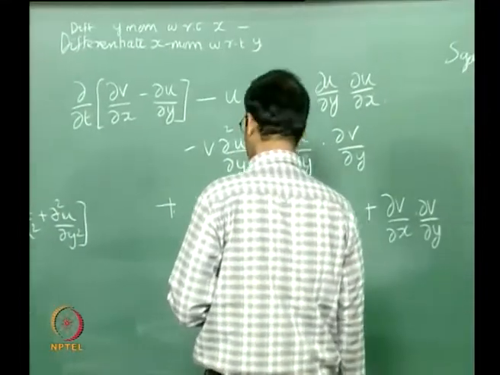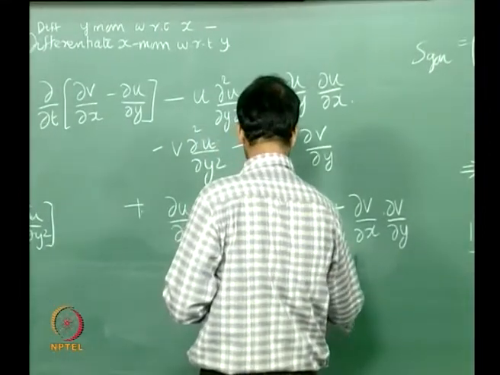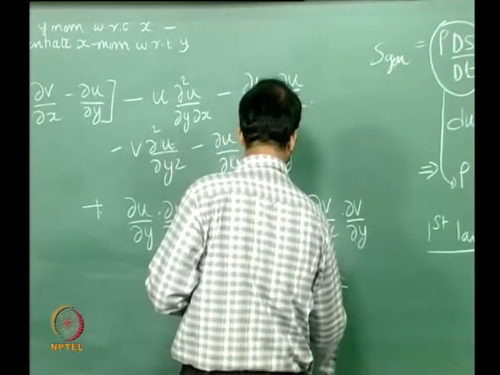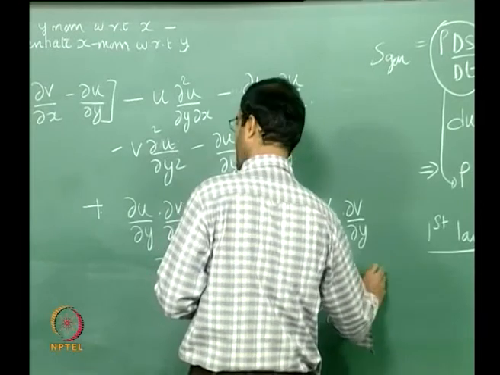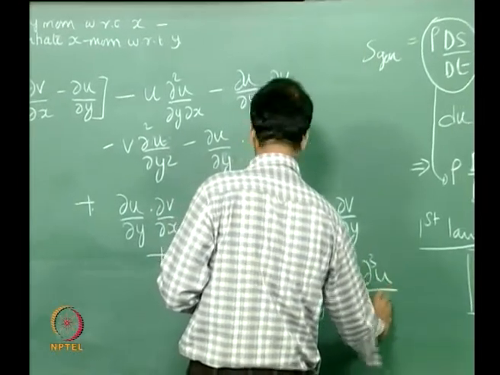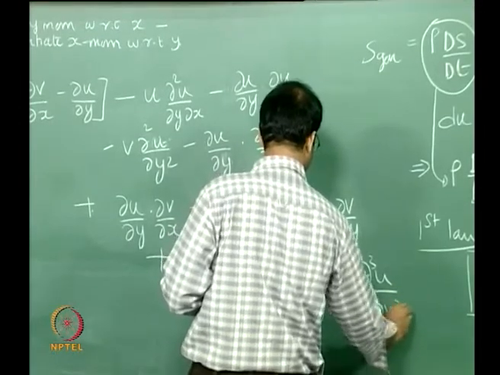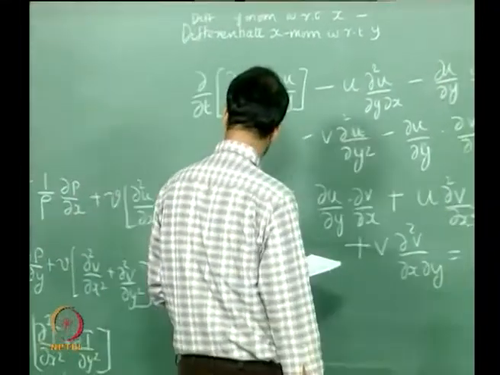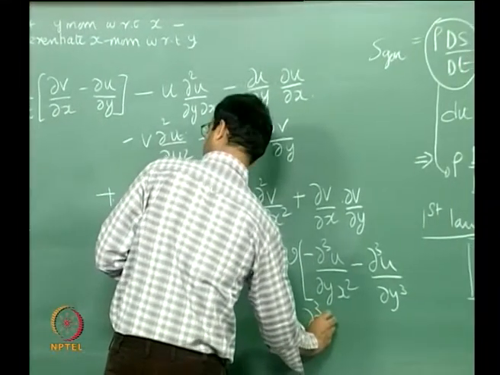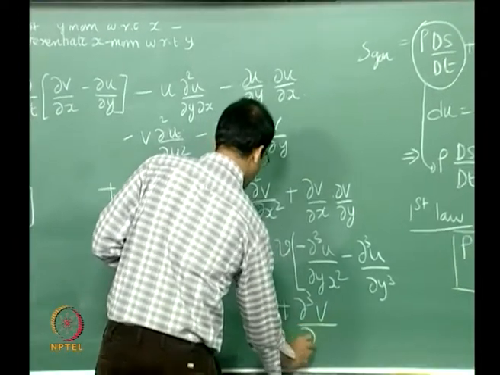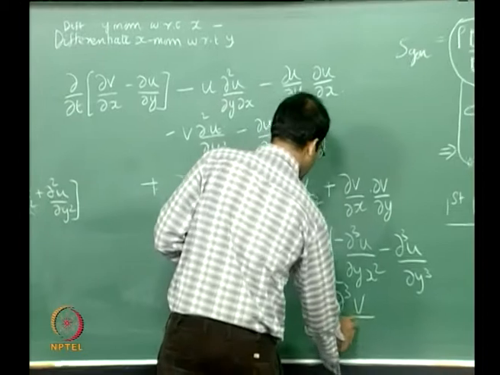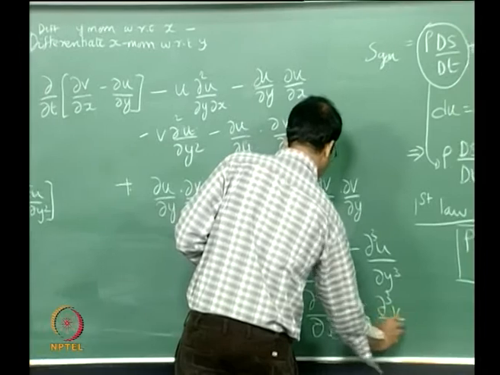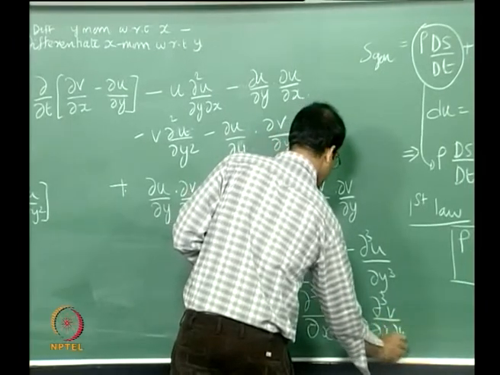Okay, so when I differentiate this with respect to x and subtract, they are going to cancel. Okay, on the right hand side I will have nu into minus d cube u by dy dx square minus d cube u by dy cube, plus I will have these two terms right here, d cube v by dx cube plus d cube v by dx dy square.